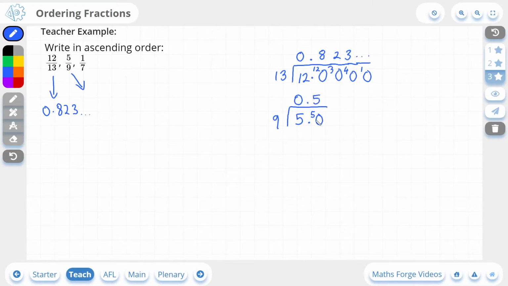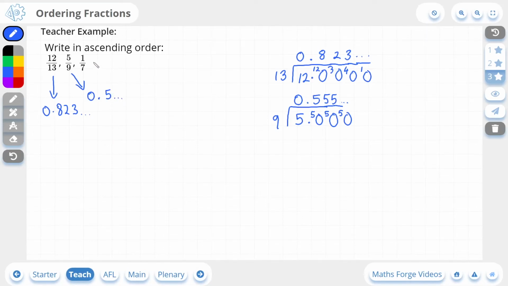So I know 9 goes into 50 5 times, and then we have a remainder of 5. Because 9 times 5 is 45, but we need to get to 50. So 45 plus 5 gives us a remainder of 5. And a placeholder of 0. And you can see what's going to happen now. It's going to recur. So 9 goes into another 50. It's going to be 5 with another 5 here as a remainder, and so on and so forth. So 5 over 9 written as a decimal is 0.5 recurring.